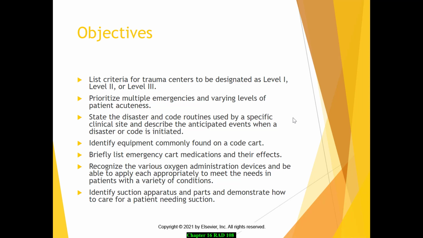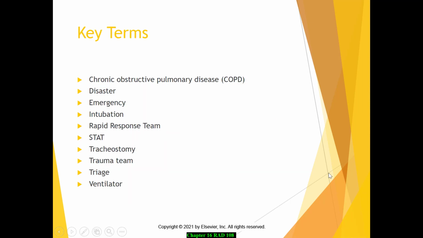A lot of those types of things, when you get out to clinical, they will show you where those emergency carts can be found and what needs to be stocked in those carts. You also need to recognize the various oxygen administration devices that we've talked about in the other chapters. So there shouldn't be anything very overwhelming or new in this chapter.